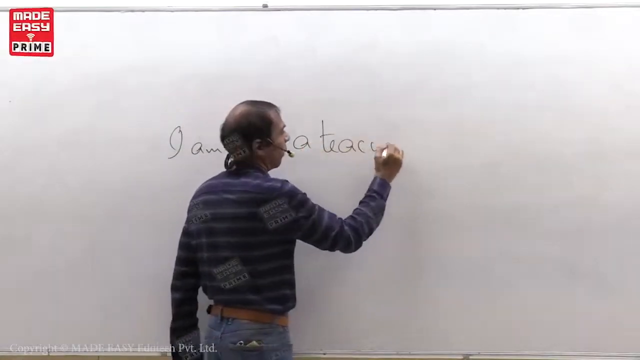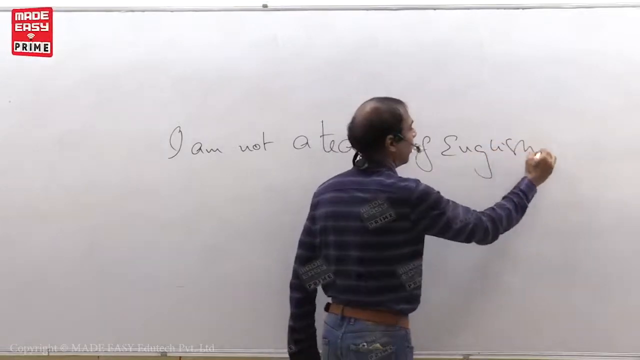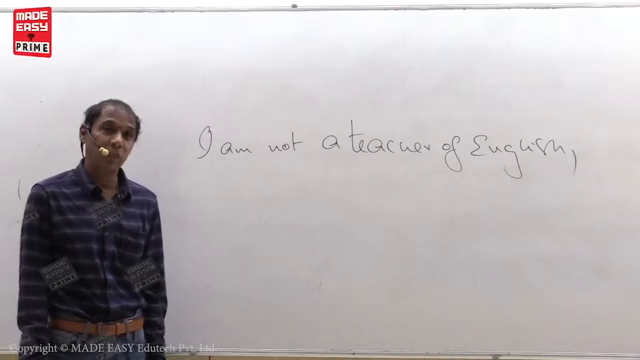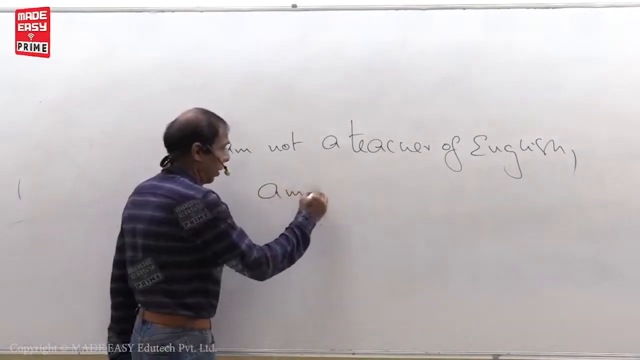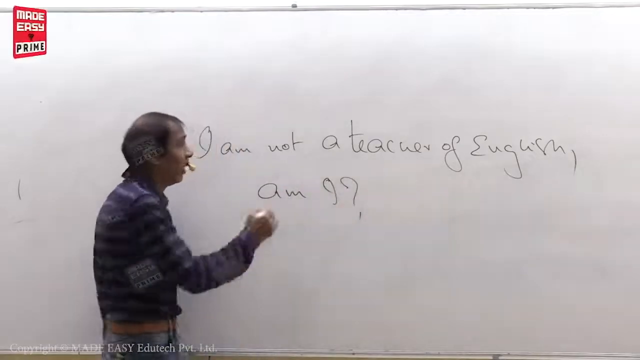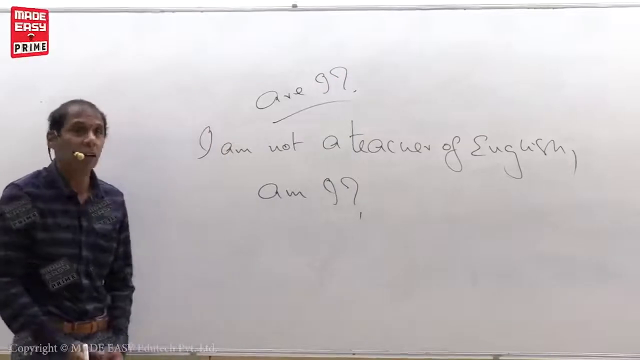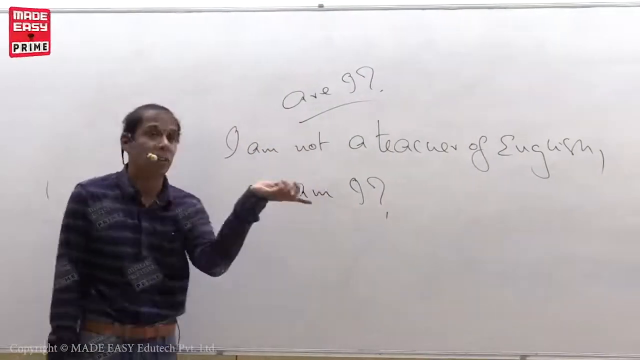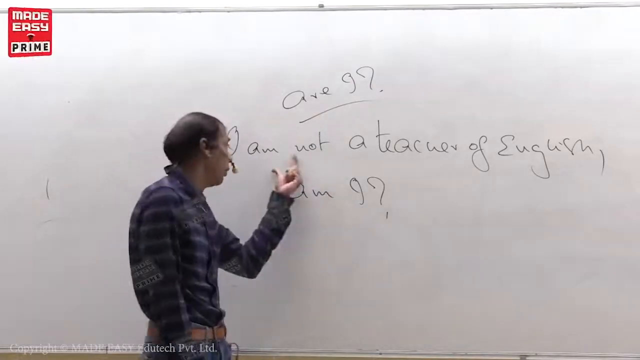I am not a teacher of English. Statement is negative. Question tag must be positive. It means remove not. Am I? You have to write am I. Don't be too smart here. Don't write aren't I. See, when you are writing from positive to negative, then am not changes as aren't. When you are writing from negative to positive, am comes as am.